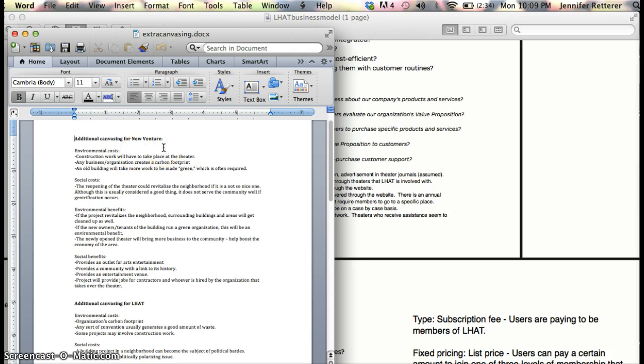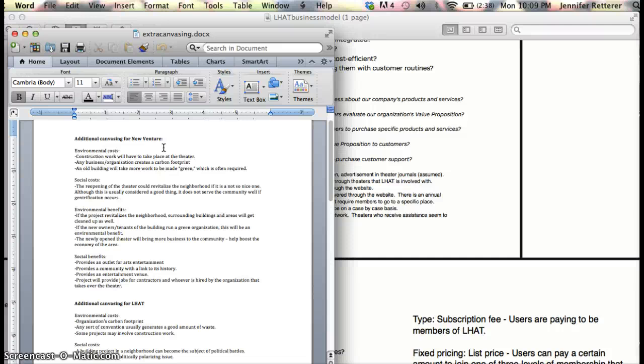For environmental costs for my new venture, of course, construction work will have to take place on the theater that can have an effect on the area around the theater. Any business or organization creates a carbon footprint, and we would want to ideally make our carbon footprint as small as we can. And an old building will take more work to be made green, which is actually often required in states or in new building projects.